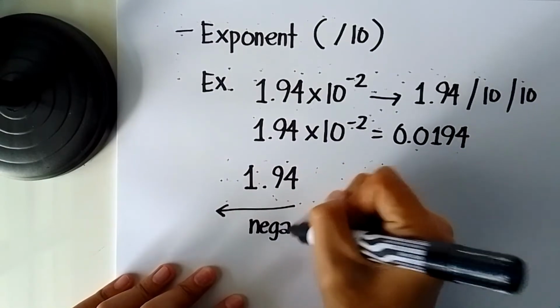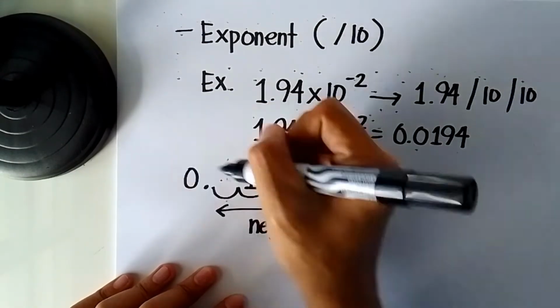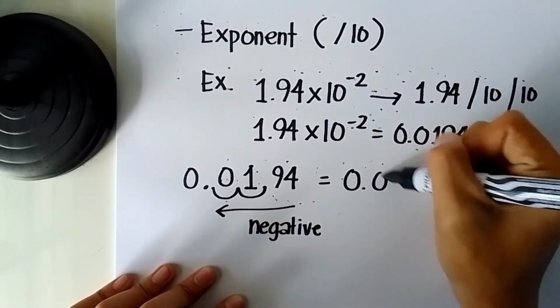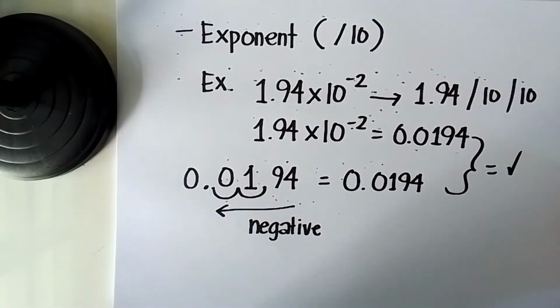We can do a different way by moving the decimal point to a specific direction. When the exponent is negative, we'll just have to move the decimal point to the left. And for this case, we have to move it 2 times. We still got the same answer, and that's 0.0194.